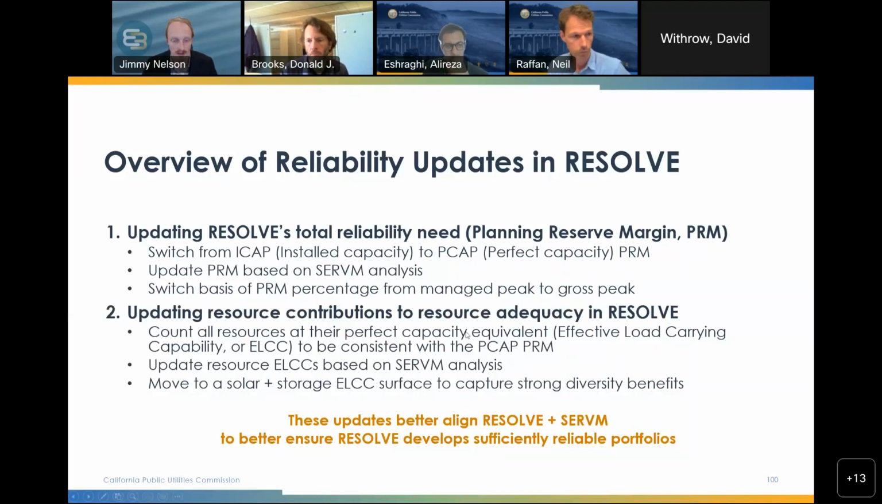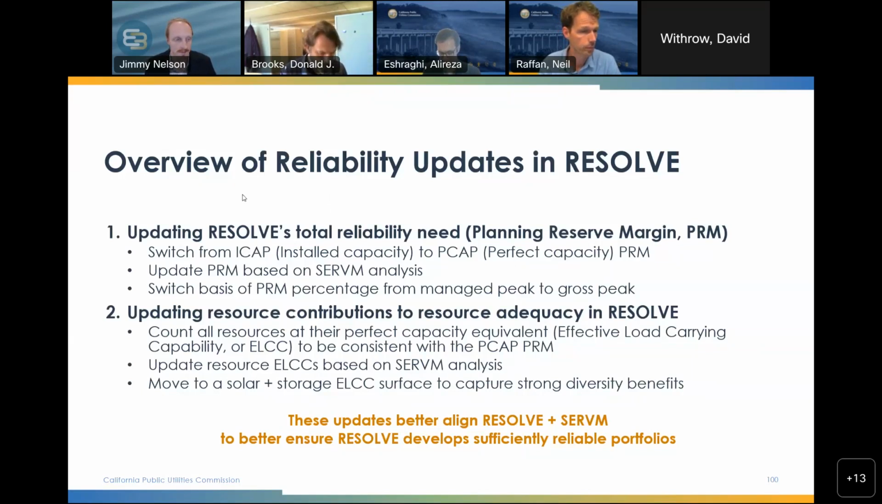Two buckets of updates that we're proposing for Resolve. One is to update Resolve's total reliability need, or equivalently the planning reserve margin percentage held above the 1 and 2 peak, from an installed capacity basis to a perfect capacity basis, and then do a number of tweaks to how we represent the planning reserve margin in Resolve.